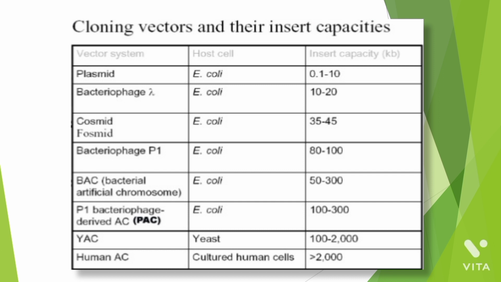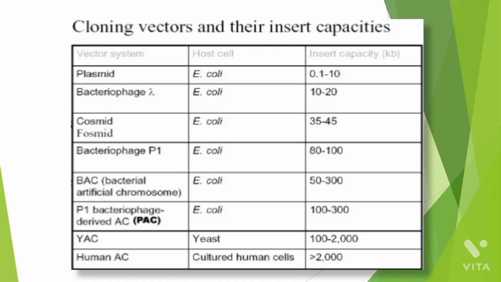Lambda bacteriophage, its host cell is E. coli and insert capacity is 10 to 20 kb. Cosmids and phasmids, its host cell is E. coli and insert capacity is 35 to 45 kb. Then next is P1 derived bacteriophage, its host cell is E. coli and insert capacity is 80 to 100 kb.